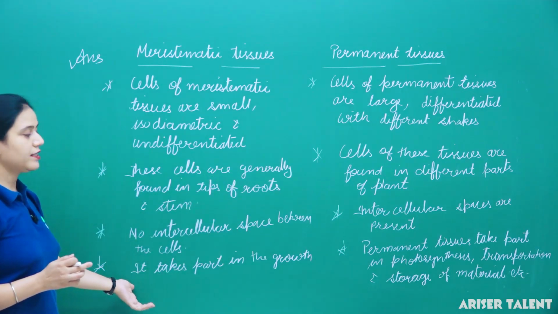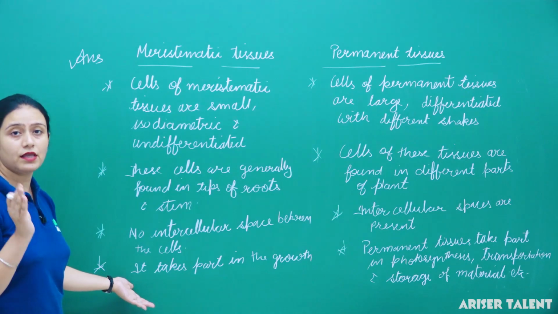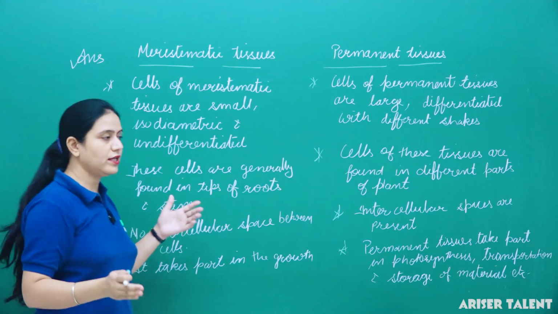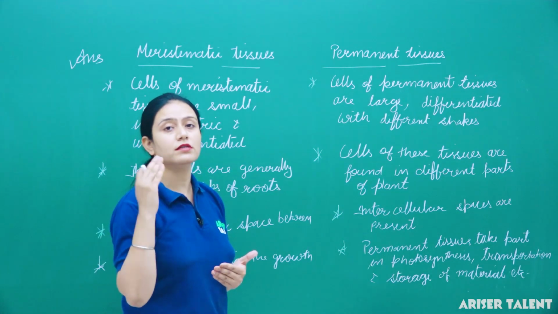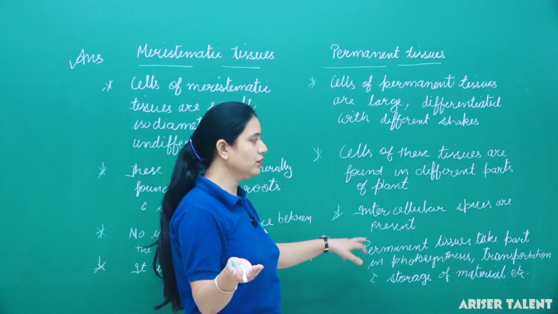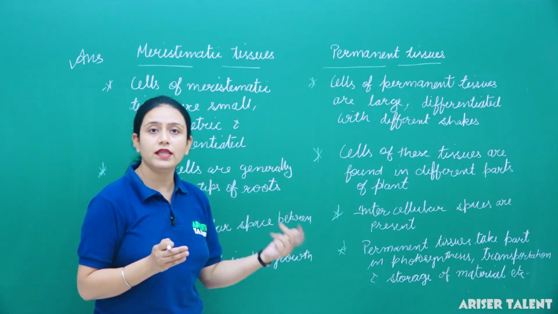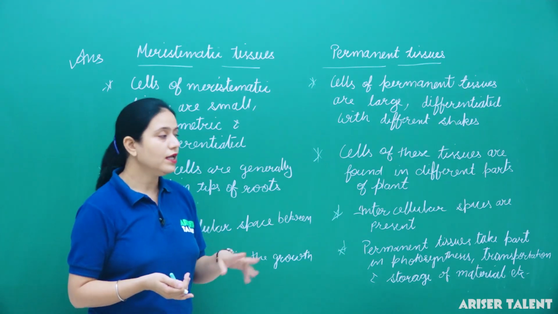Clear? Cells of meristematic tissues take part in the growth of the plant. Because they are found in the tips, they take part in growth, and they are responsible for the increase of the length. But permanent tissues are present in different parts of the plant, so they take part in photosynthesis, transportation, storage of material, etc.